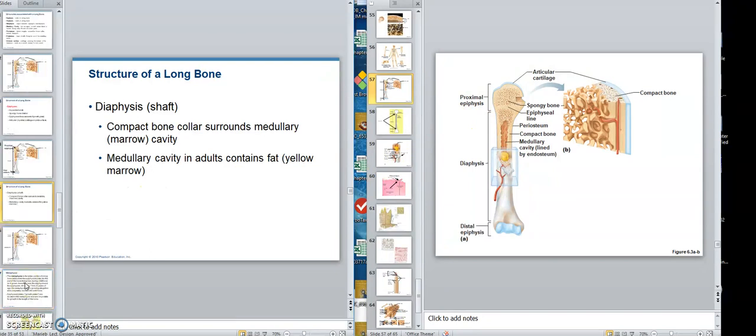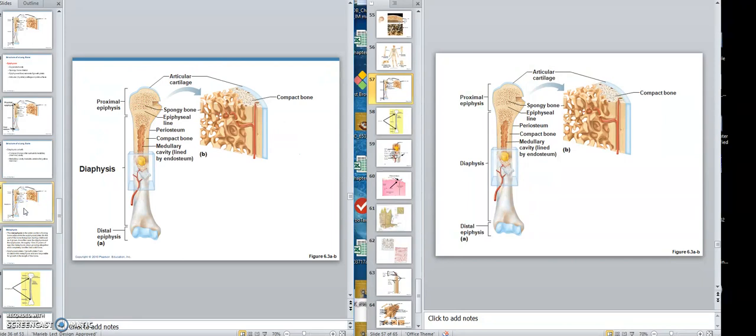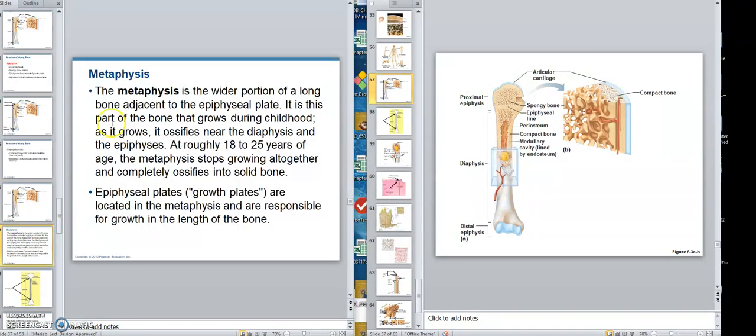Okay, let's go further now. All right, so there's the picture again. The metaphysis is the wider portion of the long bone, which you don't see, they don't have it shown here, but it's that junction of a long bone adjacent to the epiphyseal plate, this part of the bone that grows during childhood. See, that's the growth plate.